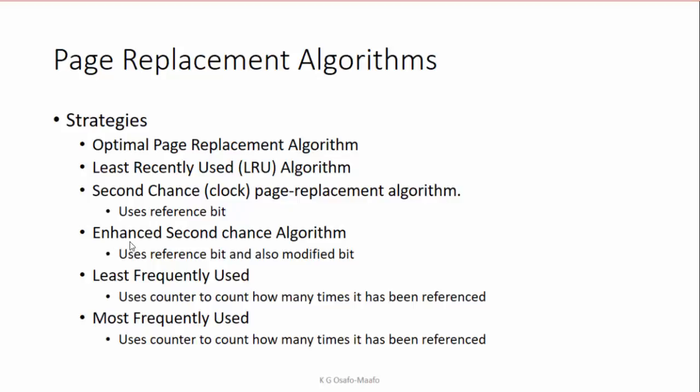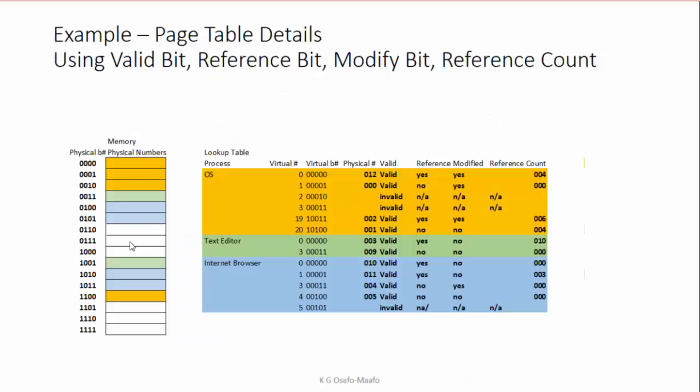There's what we call the advanced second chance algorithm, and I'll go to this again. The advanced second chance algorithm uses 2 bits, not just a reference bit, but a reference bit and a modified bit. So here are my options. It could be possible like this one. The page is there, but it says no. So it means nobody has referenced it and nobody has modified it. That is my first option to kick someone out.